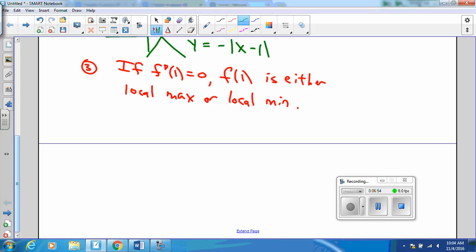If f prime of 1 is 0, then f of 1 is either local max or local min. What do you say? Also false. Give me a counterexample. x minus 1. What?